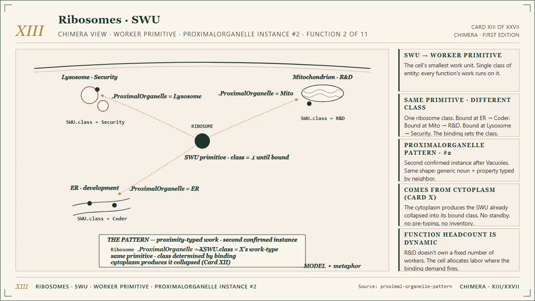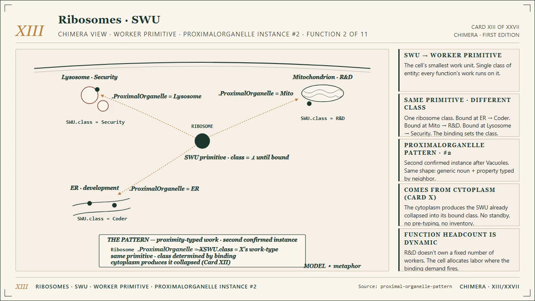Bound at the ER lower left, the SWU's class is coder. It's writing code. Bound at the mitochondrion upper right, the SWU's class is R&D. It's doing research. Bound at the lysosome upper left, the SWU's class is security. It's running an audit. The ribosome class doesn't change. The binding determines what kind of worker it becomes.